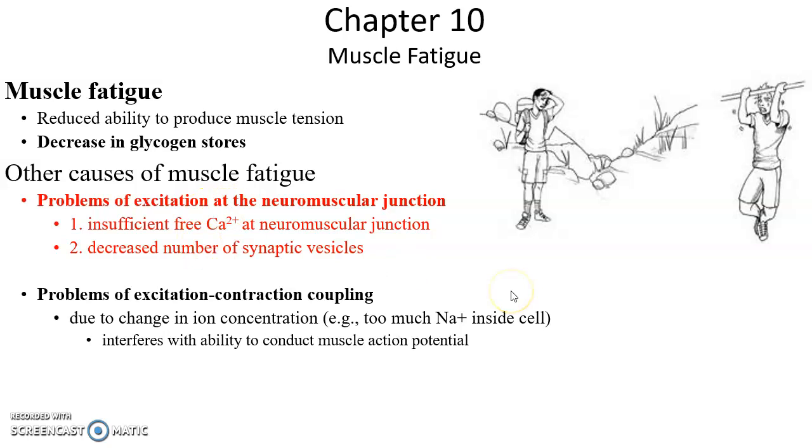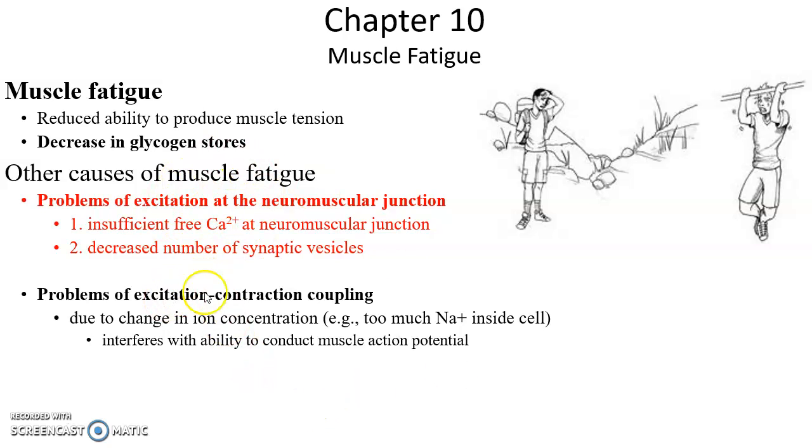Other possible issues causing muscle fatigue. You could have problems with excitation at the neuromuscular junction. If there's not enough free calcium ions anymore, then it's going to be harder to cause a release of acetylcholine. Or if you have too few synaptic vesicles in the synaptic bulb, you're not going to have as much acetylcholine to release. So, issues at the neuromuscular junction.